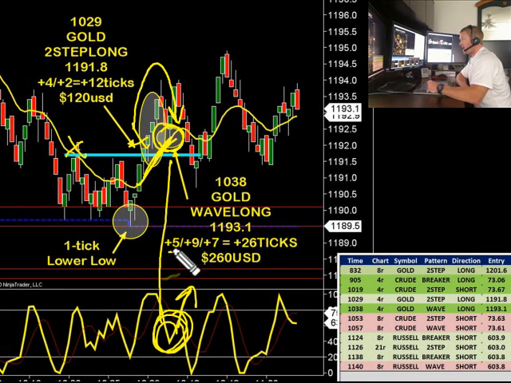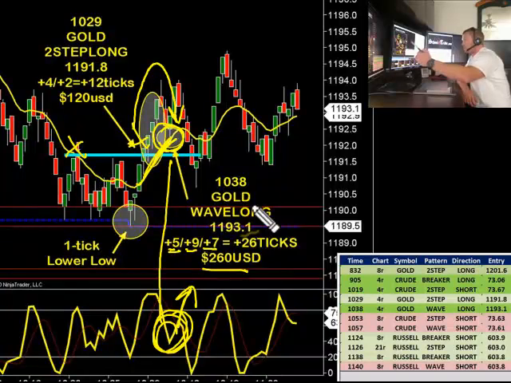We took 2 off at 5, 1 off at 9, 1 off at 7. That's 10, 19, 26 ticks or 260 USD. All right, guys, so 2 back-to-back winners. The two-step reversal bounced off the low of day, reversing the short-term trend. Then we got a re-entry.